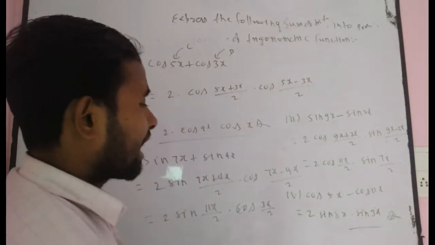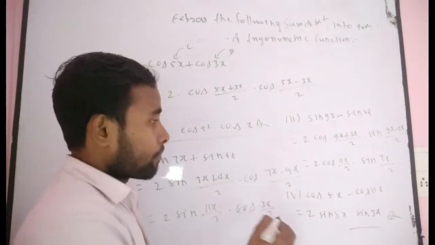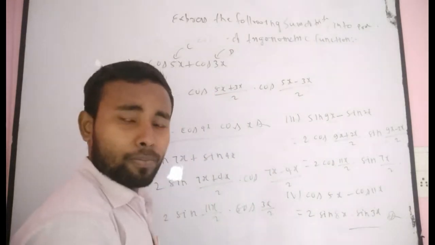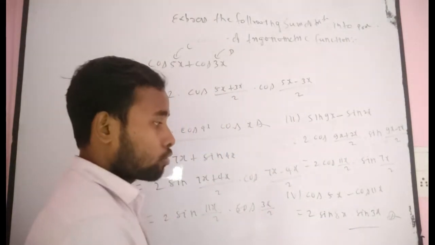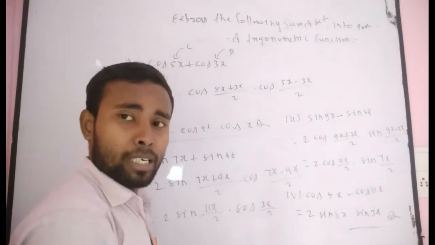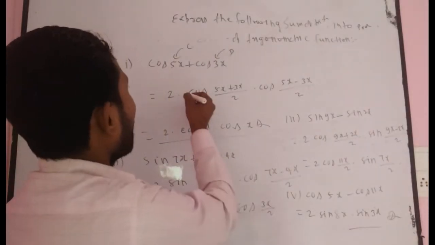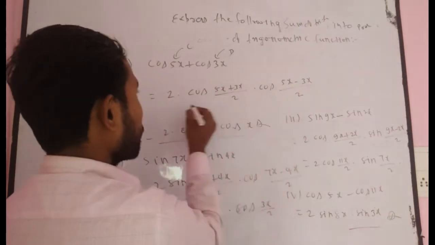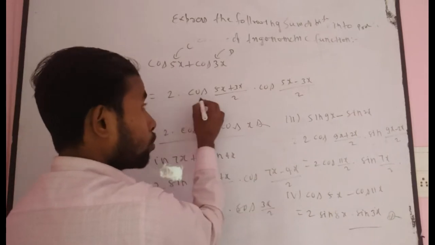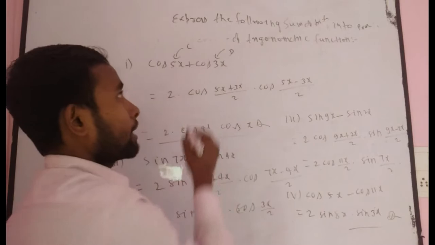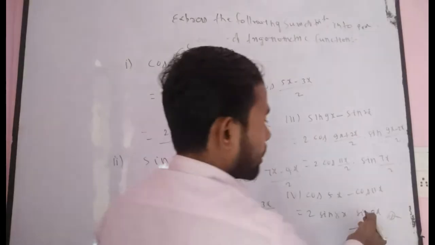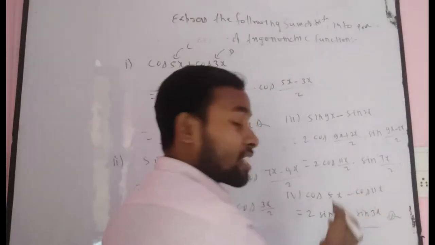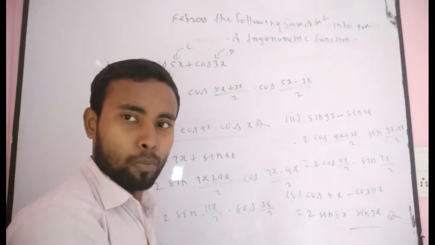That means you can consider there are two ways you can convert sum to product. You can check it. 2 sin a into sin b is equal to what? Cos (c minus d) by 2 minus cos (c plus d) by 2. This is the formula. Similarly, here 2 cos a into cos b is equal to cos (c plus d) by 2 into cos (c minus d) by 2.